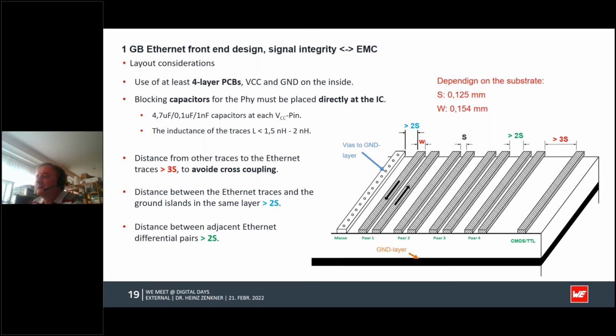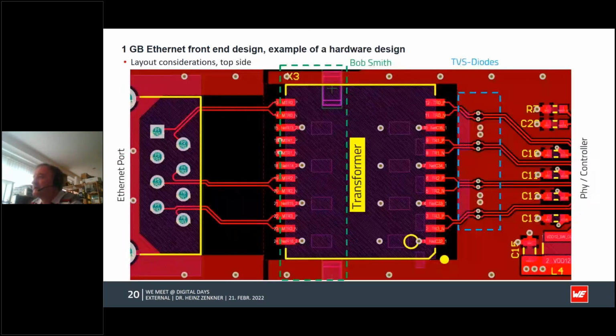You see here the transformer. There we have the TVS diodes, very, very close to the PHY. Here the PHY starts already, connected directly to the digital ground. You remember the ground where the controller has the reference, to the transformer itself, and directly with the symmetric pairs to the receptacle, the Ethernet port.